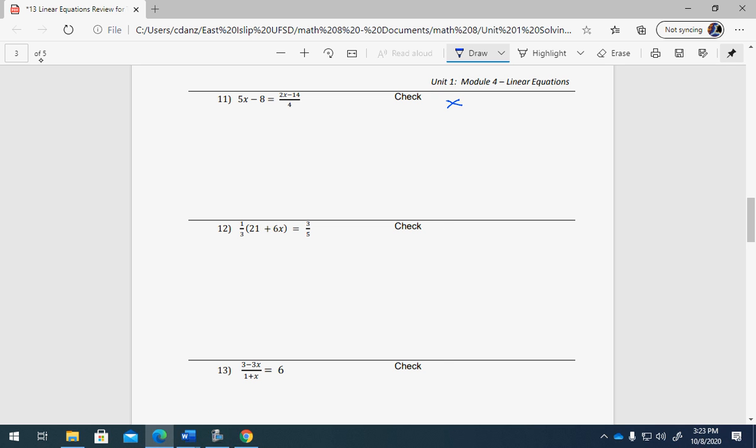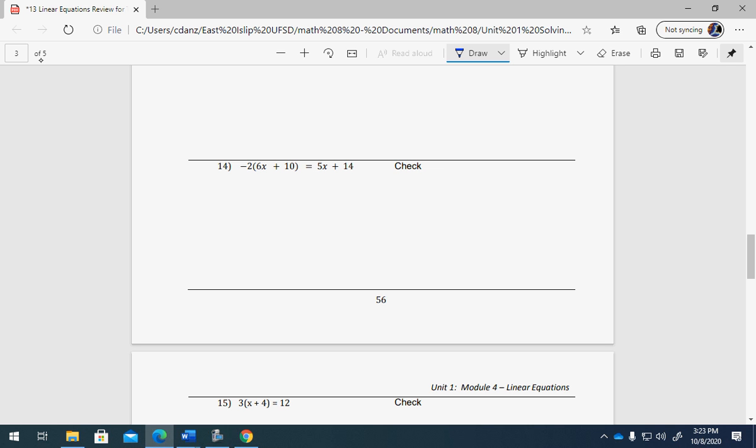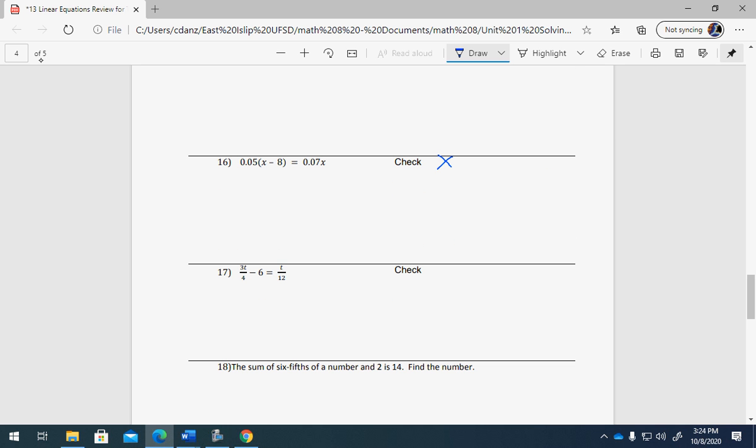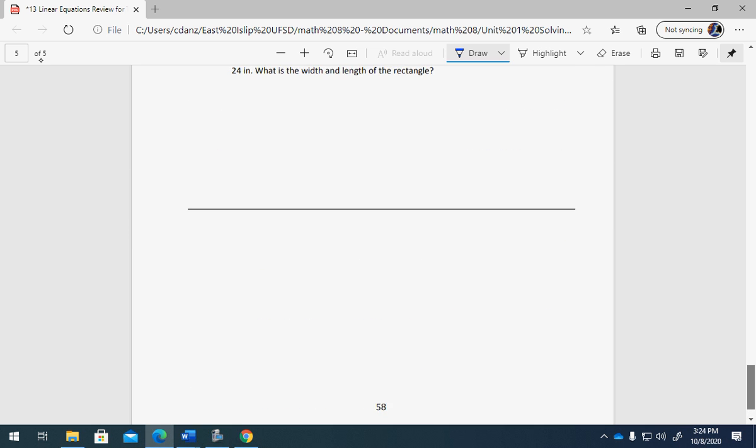You don't have to check these. You can if you want. You do have to check number 14. And you do have to check number 15. You don't have to check 16 or 17. And then the rest are not asking you for checks. They're the word problems.